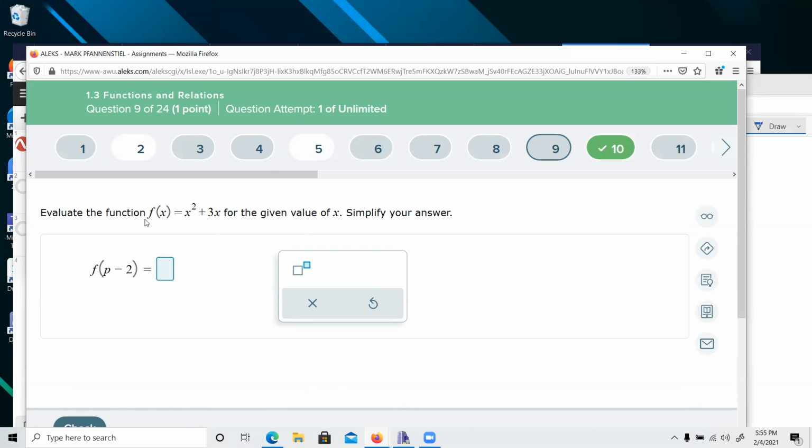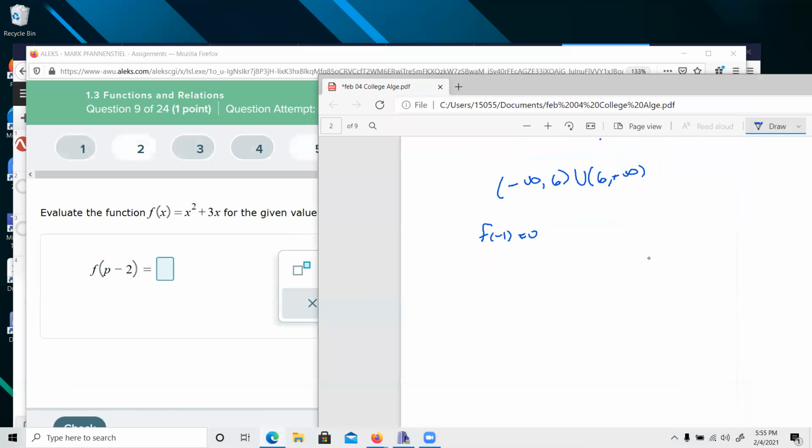Okay, yeah. Evaluate the function for the given x, simplify your answer. This is f of p minus 2, and they give us this horrific thing. Okay, so we're going to say f of x is equal to x squared plus 3x. And then f of p minus 2 is going to be (p minus 2) squared plus 3(p minus 2). Okay, hopefully that helps.